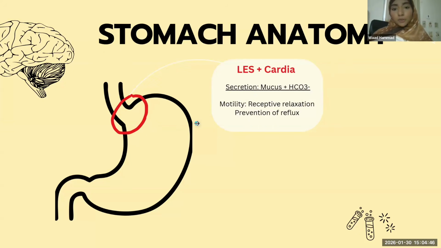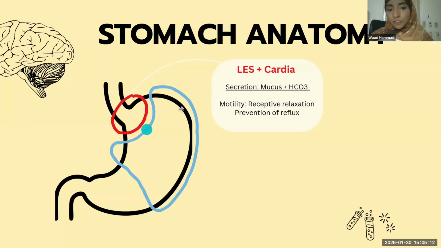The other use for the lower esophageal sphincter is prevention of reflux. And reflux is when acid tries to go back up the esophagus. So we don't want that. It can cause a lot of damage, esophageal cancer. It can cause something called GERD, which is gastroesophageal reflux disease, which does a lot of bad stuff as well. So we just don't want that.